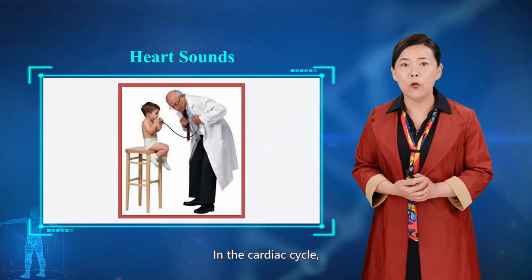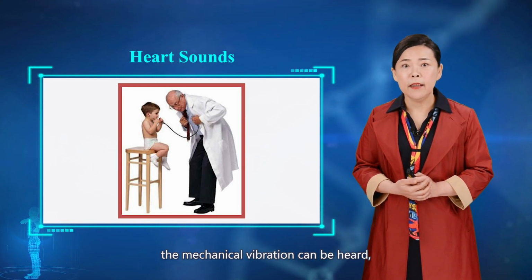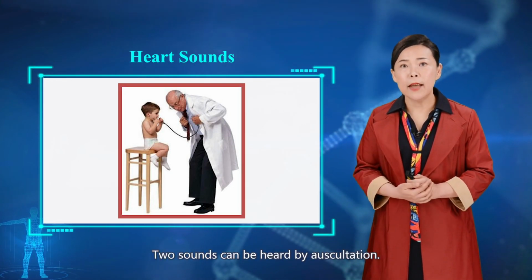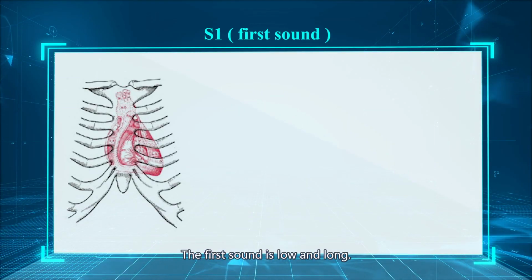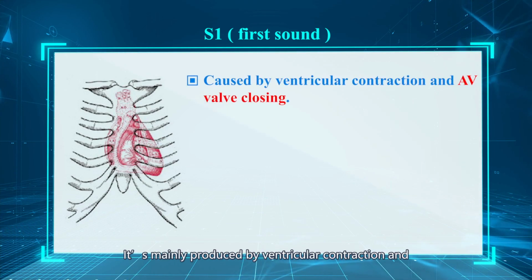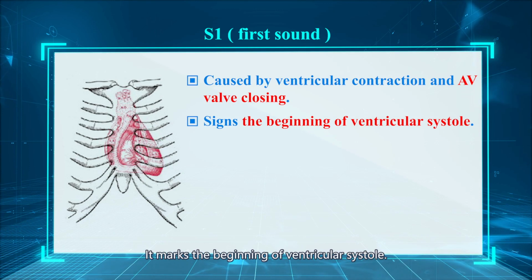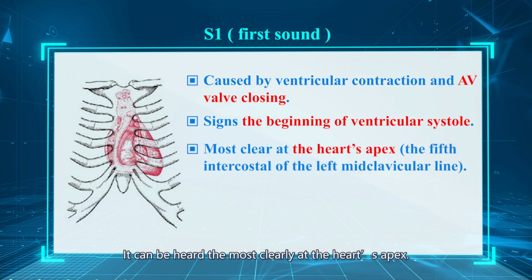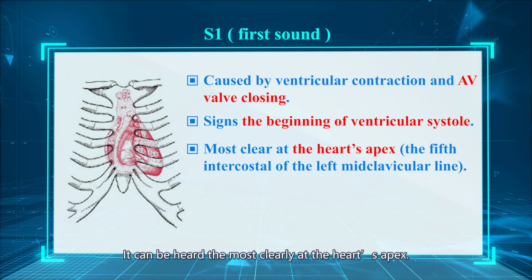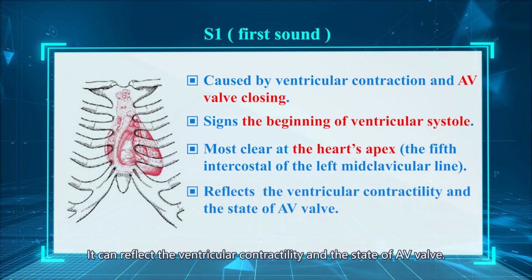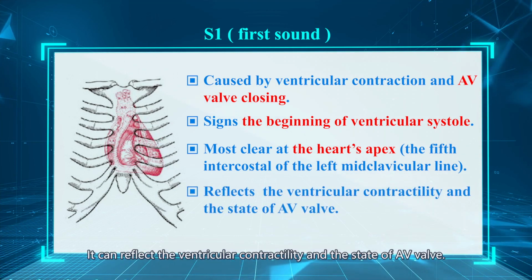In the cardiac cycle, the mechanical vibration can be heard, called heart sound. Two sounds can be heard by oscillation. The first sound is low and long. It is mainly produced by ventricular contraction and the closure of AV valve. It marks the beginning of ventricular systole. It can be heard the most clearly at the heart apex. It can reflect ventricular contractility and the state of AV valve.